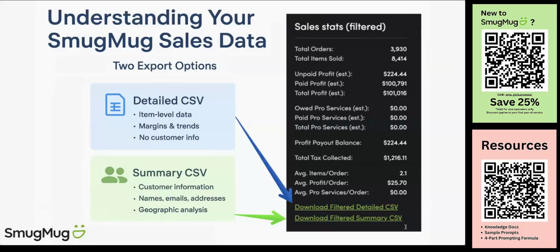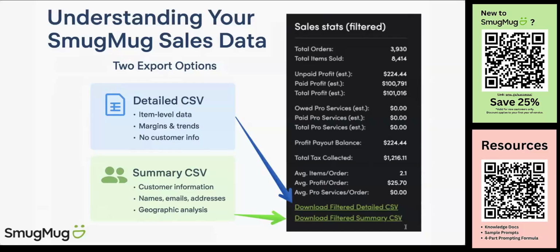If you're looking to understand what products are selling best, where your margins sit, or product performance analysis, download and work with the detailed CSV. The summary CSV includes your customer information, including their name, email, billing, and shipping addresses.